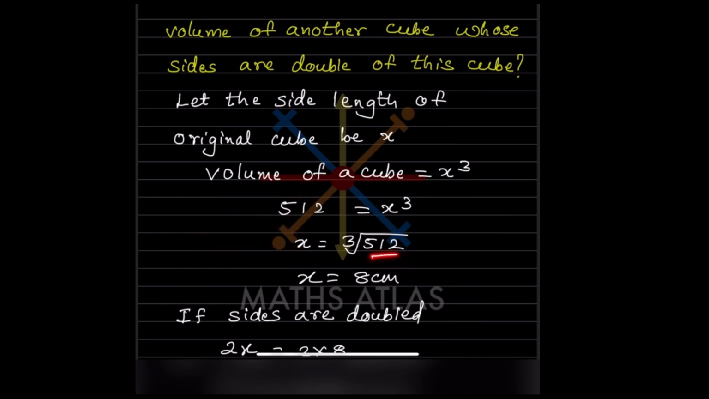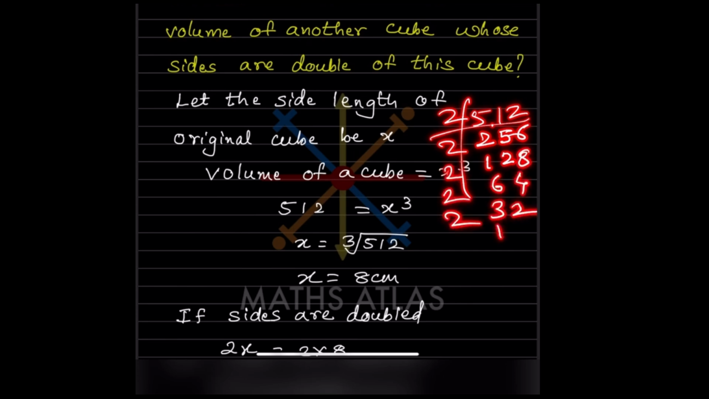We have done many problems on this, and you can find it with the help of the prime factorization method. Start with 2. 2 into 256 is 512, 2 into 128 is 256, 2 into 64 is 128, 2 into 32 is 64, 2 into 16 is 32, 2 into 8 is 16, 2 into 4 is 8, 2 into 2 is 4, and 2 into 1 is 2. We get 9 twos.